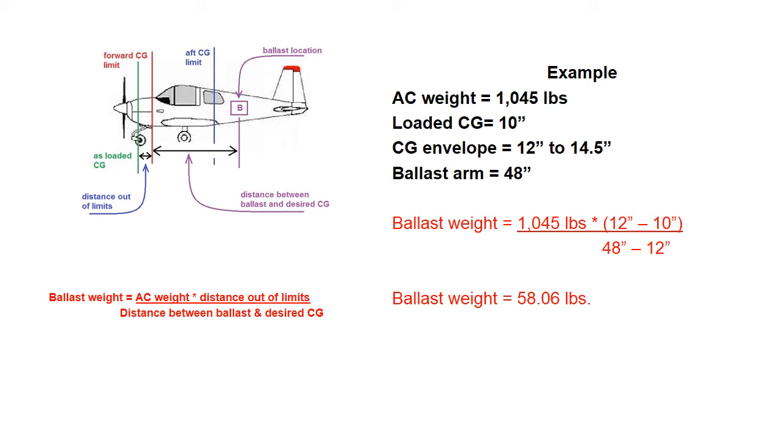Therefore, we have 48 inches minus 12 inches, or 36 inches, as the distance between the ballast location and the desired CG. Once we have performed these calculations, we discover that we must have 58.06 pounds of weight at the ballast location to bring the as-loaded center of gravity of this aircraft back within the allowable center of gravity limits.